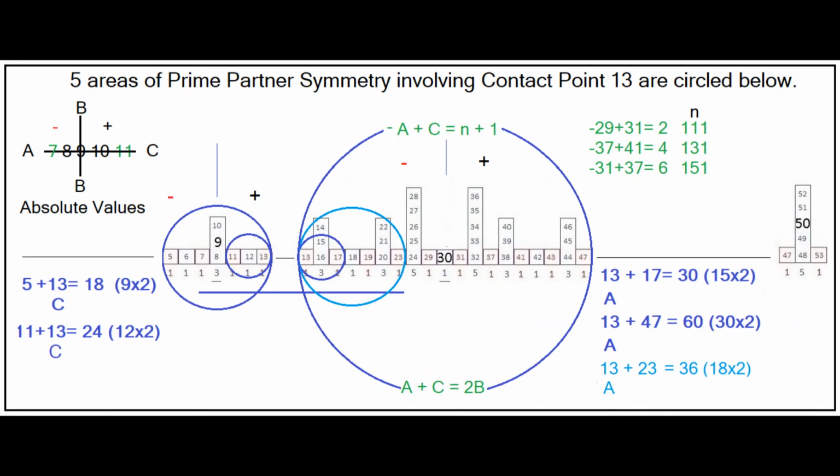The blue horizontal line there represents an additional layer of code bridging symmetries that run between center point 9 and 30. Its palindromic code segment would be 1, 3, 1, 1, 1, 3, 1, 1, 1, 3, 1.